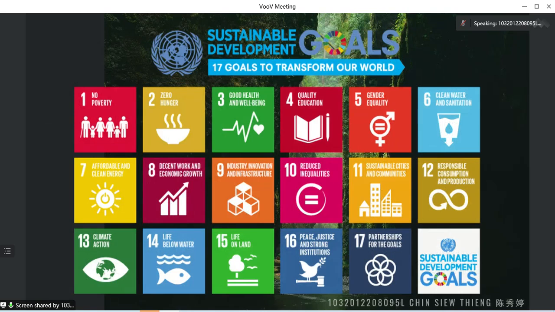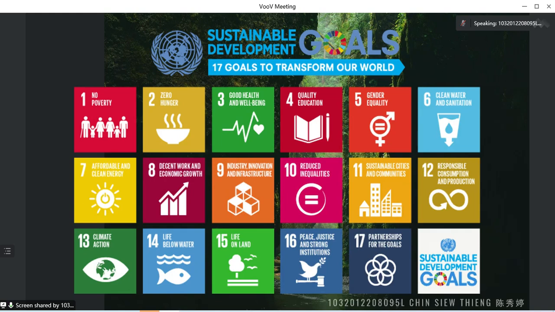Here are the 17 goals to transform our economic growth on a global scale. The first one is no poverty. Some countries have higher income and other countries may have low income. So to ease poverty in all countries, at least everyone in the world should be able to feed themselves and have shelter and education.